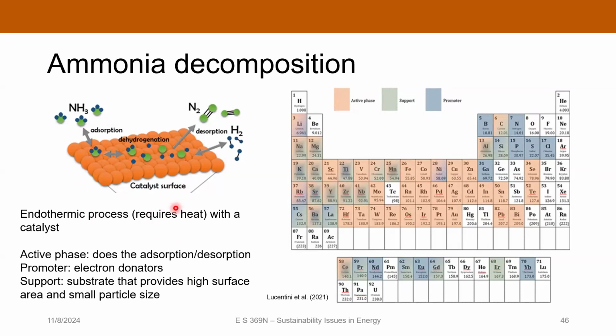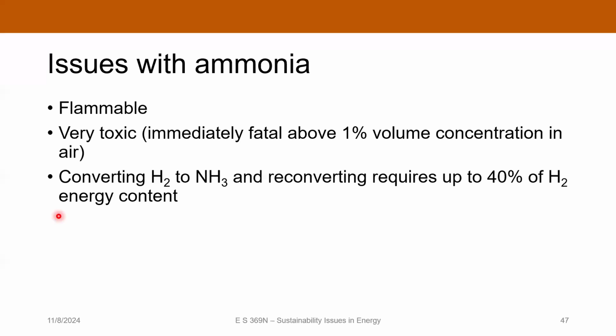This also requires heat input, so it takes more energy to decompose the ammonia. Okay, and I'm going to highlight the third point here, which is that the conversion to ammonia and then the reconversion back to hydrogen can use up to 40% of the energy content of the hydrogen. So it's not a very efficient process. There's also the problem that ammonia is highly flammable, and it is incredibly toxic. So you want to think carefully about using ammonia and transporting ammonia.